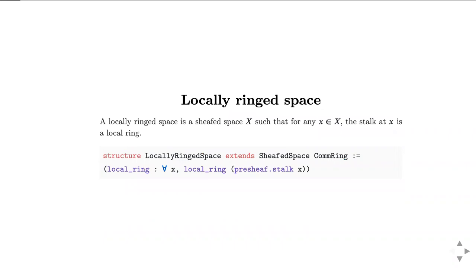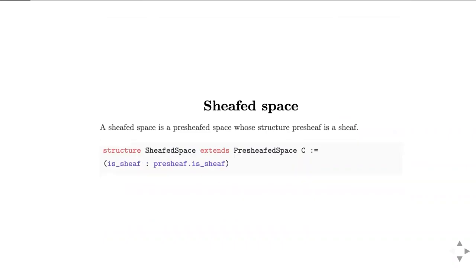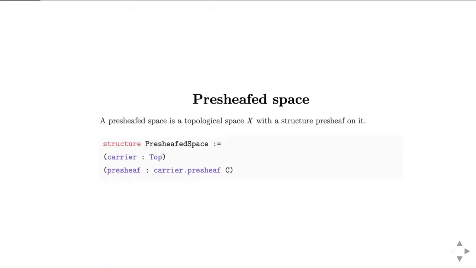A locally ringed space, as the name speaks for itself, is just a sheaf space such that for every point, the stalk at that point is a local ring. And then a sheaf space is just a presheaf space that just happens to be a sheaf. Then a presheaf space is just a topological space such that there is a presheaf on that topological space.